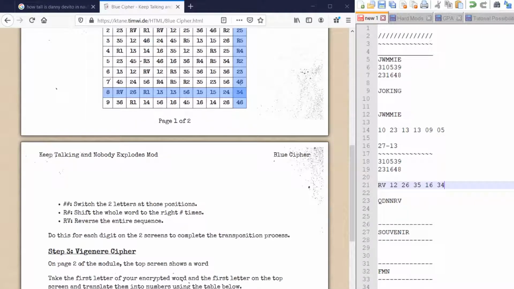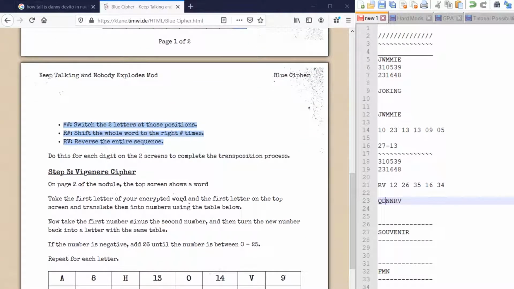Alright, so this states it right here. If you get two numbers, you switch the letters at those positions. So, for example, 1 and 2, I'll just switch this to be DQ. If we get Romeo and a number, we shift it right that many times. We have Romeo Victor, we reverse the entire sequence. So that's what I'm going to do right now. Victor, November, Delta, Quebec. Alright, so that's the first instruction.